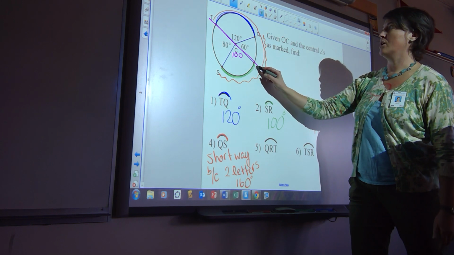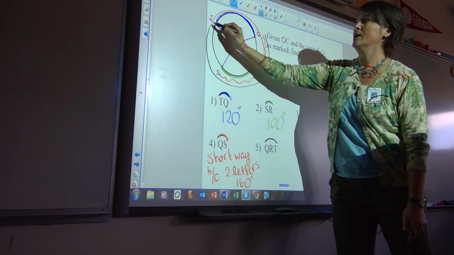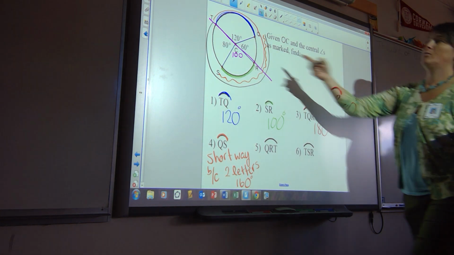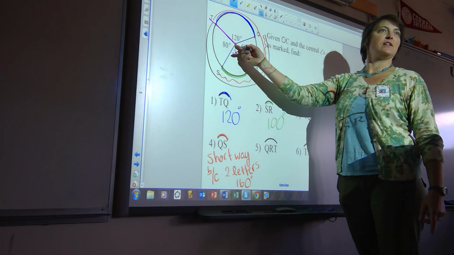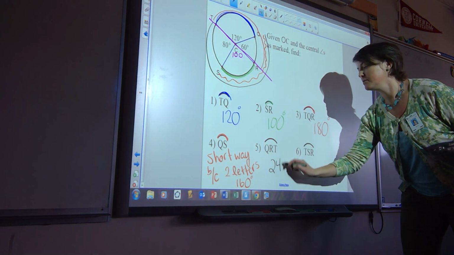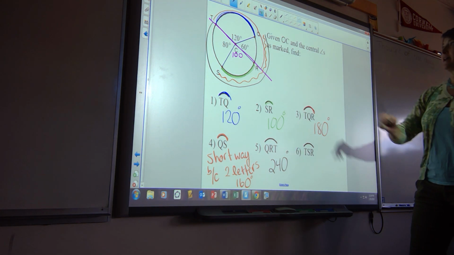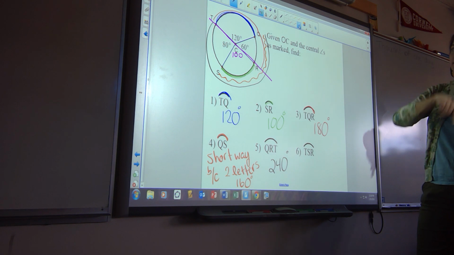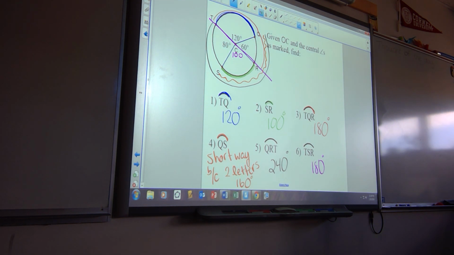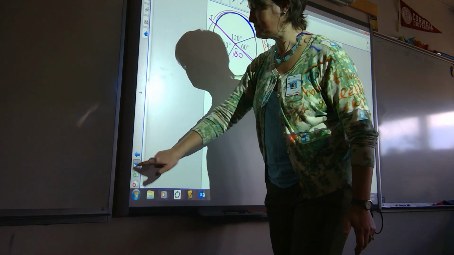QRT, oh boy, Q to R to T. Well, isn't that everything except 120? So that's one quicker way to do that. So it would be 240. And then T to S to R, that's also a diameter. Goes from one end to the other, so that's 180. See, so I thought you would probably find this mathematics to be a little bit simpler. Sure is.